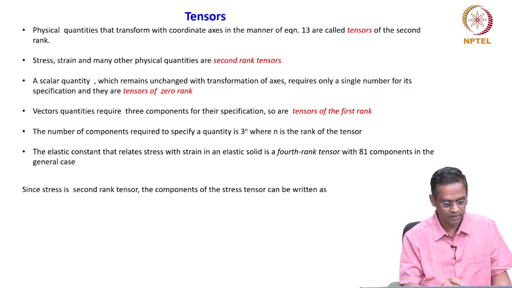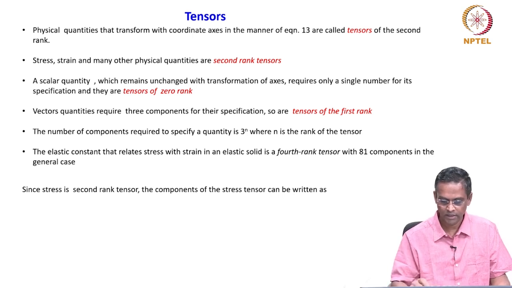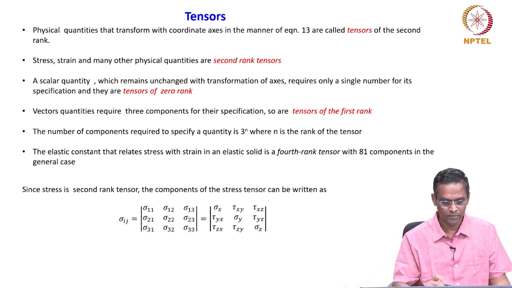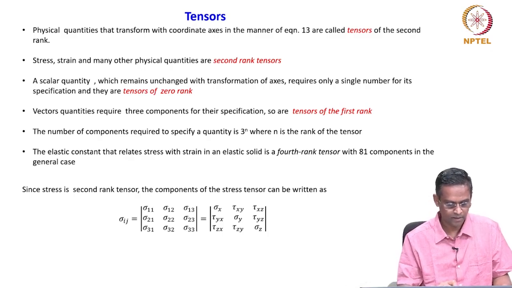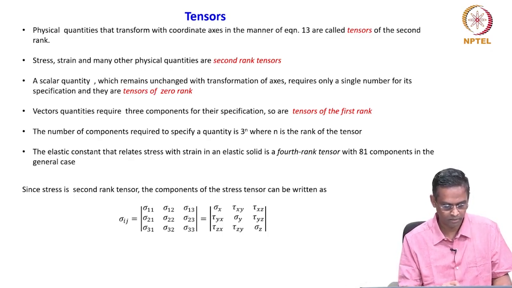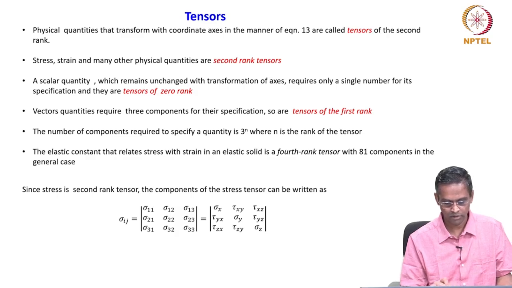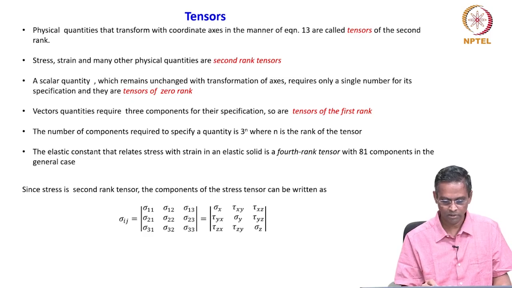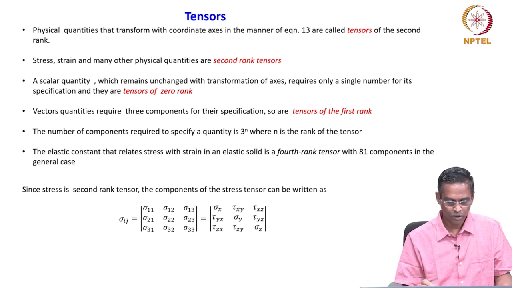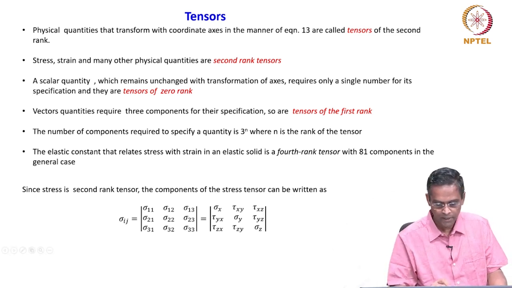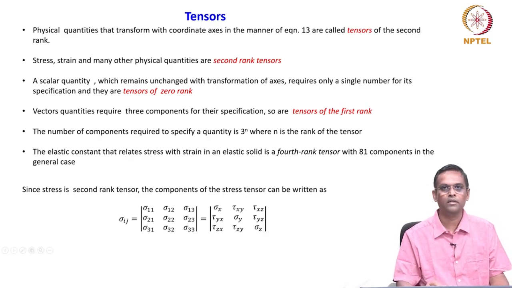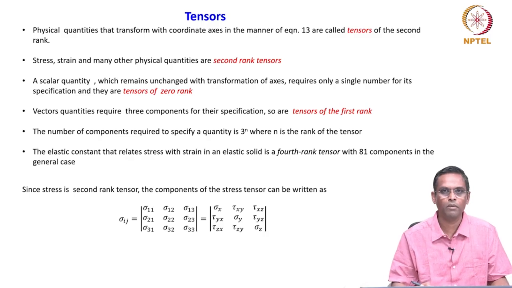So stress is a second rank tensor. The components of the stress tensor can be written like this. We can write sigma ij, the tensorial representation, as a matrix with sigma 11, sigma 12, sigma 13, sigma 21, sigma 22, sigma 23, sigma 31, sigma 32, sigma 33. Or it can be simply written as sigma x, tau xy, tau xz, and so on. Once it is in the form of a matrix, it is easy for us to relate this with some other properties as well.